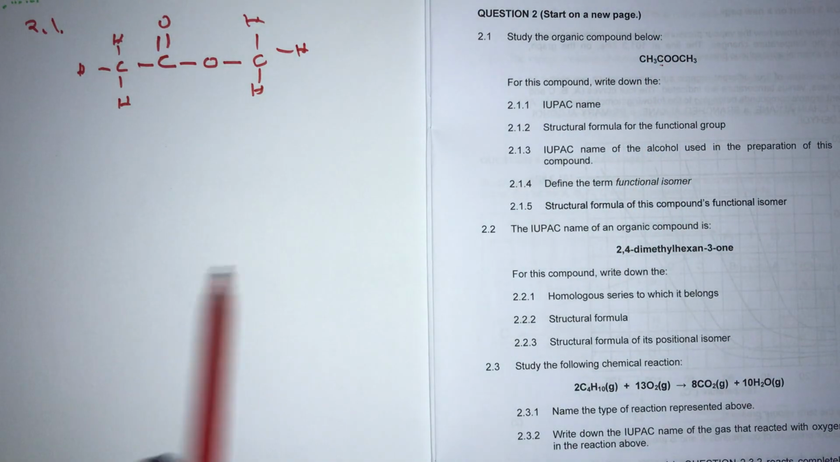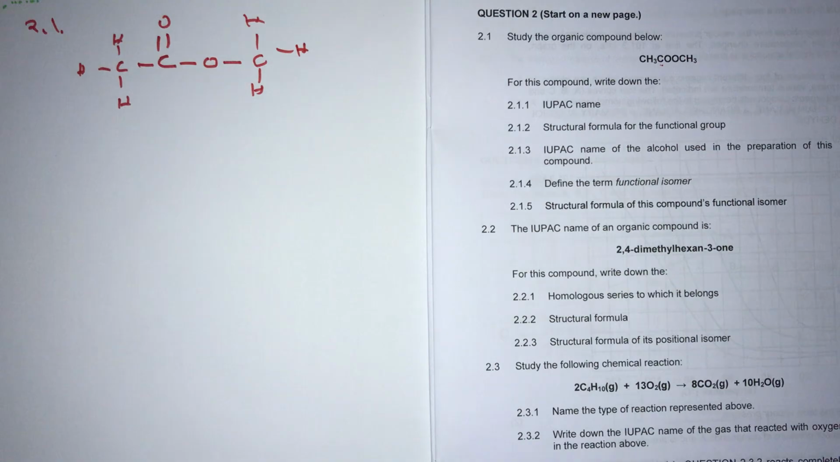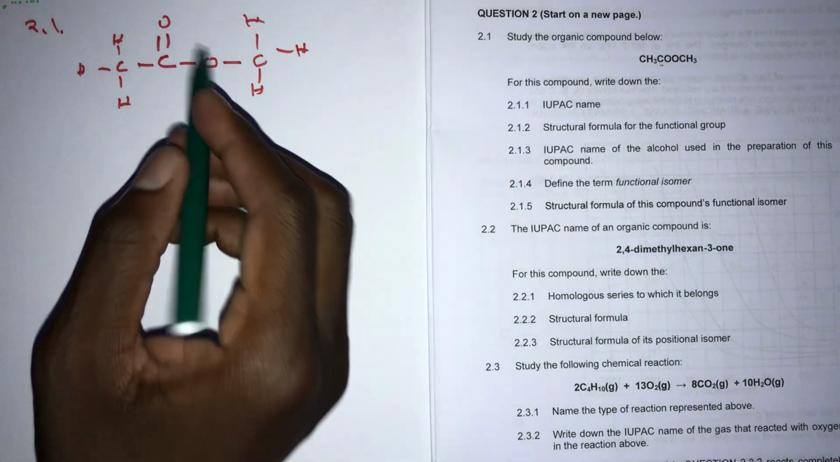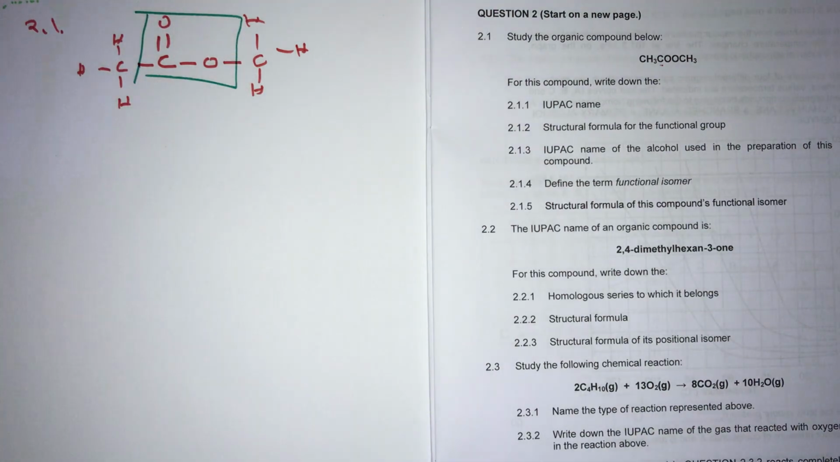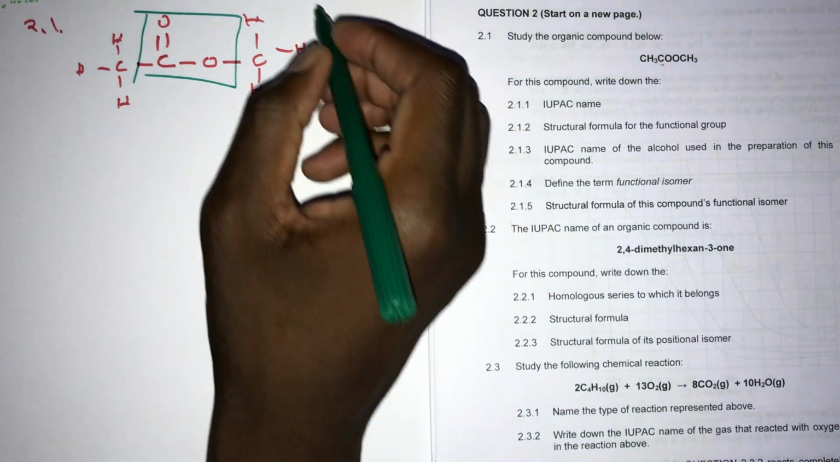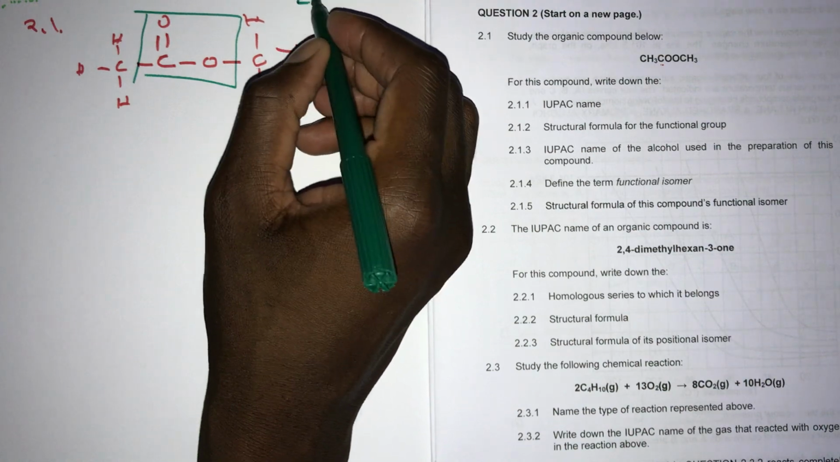So now we can check. There is a functional group here. It is in the middle of the structure. So this is an ester. So we can see now the homologous series of this one. We can write homologous series. It belongs to the esters.